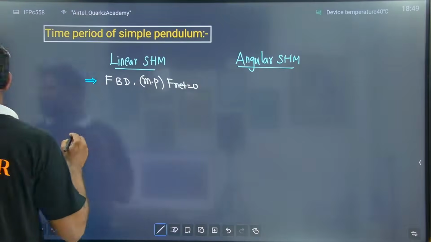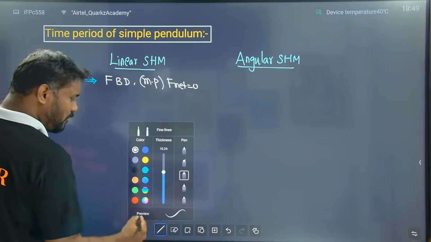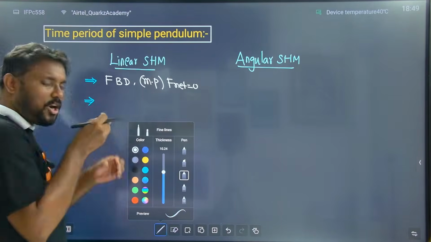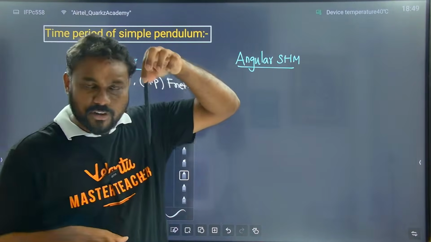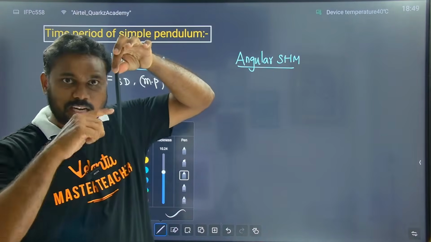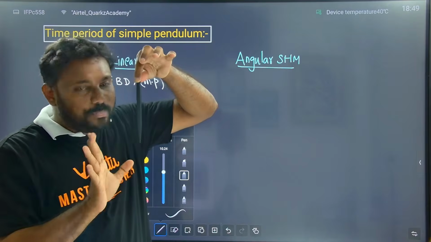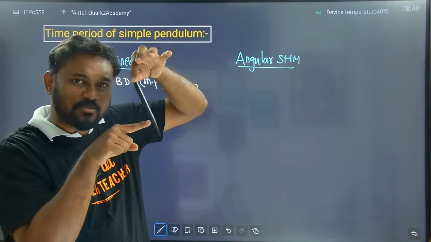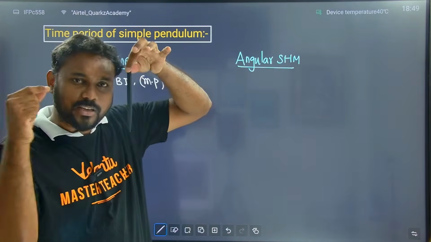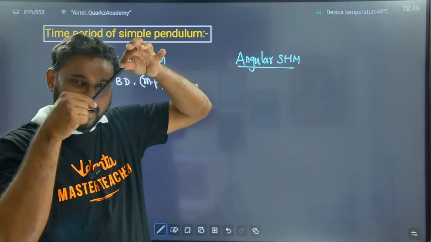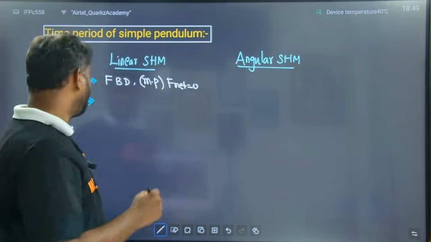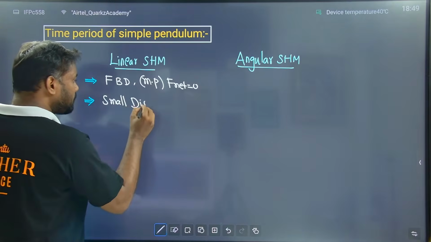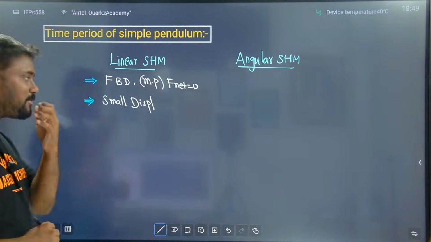Understood? Next, you have to give a small displacement. Without a small displacement, at the mean position the free body diagram has mg acting downward and tension acting upward. If it stays like this, it will never do simple harmonic motion. So we have to apply a small displacement and release. It will come back to the same point, yes or no? Then it continuously oscillates in this direction. So do small oscillation, small displacement.